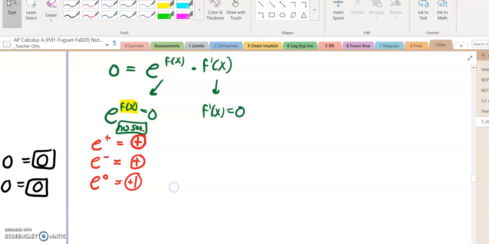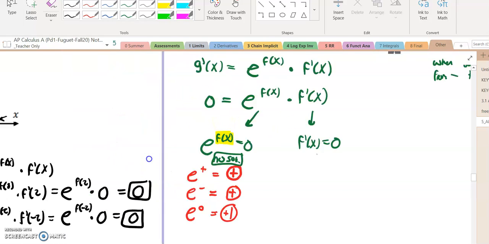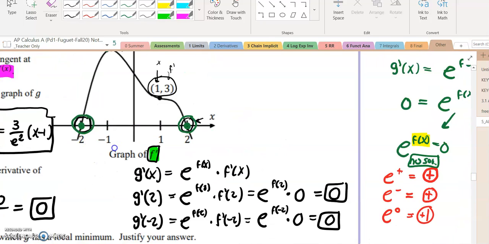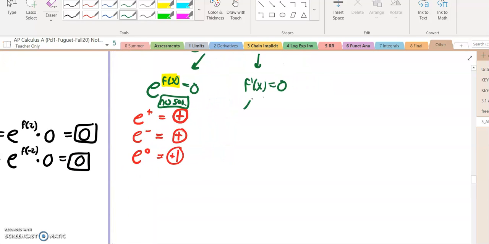However, for f prime, we need to look at when it equals 0. We're going to go back to this graph. When does f prime equal 0? Well, we found those 2 spots here and here already. So it's going to be 2 values. It's going to be x equals 2 and x equals negative 2.